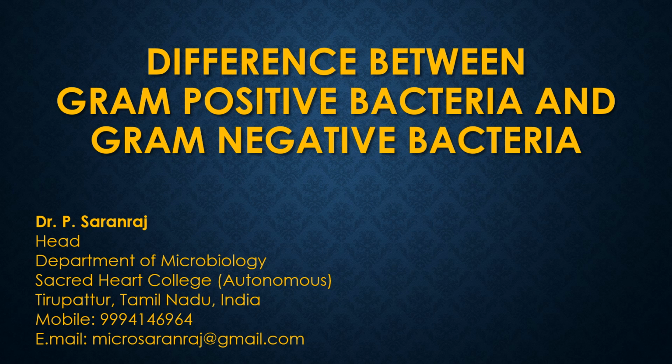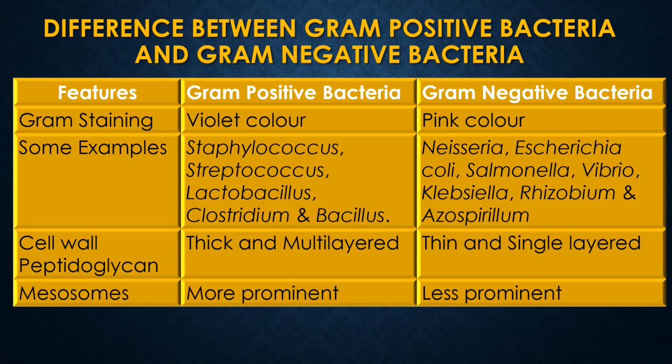Hans Christian Gram categorized bacteria into two categories, gram-positive bacteria and gram-negative bacteria, based on their cell wall nature. In gram staining, the gram-positive bacteria appear violet in color and the gram-negative bacteria appear pink in color.